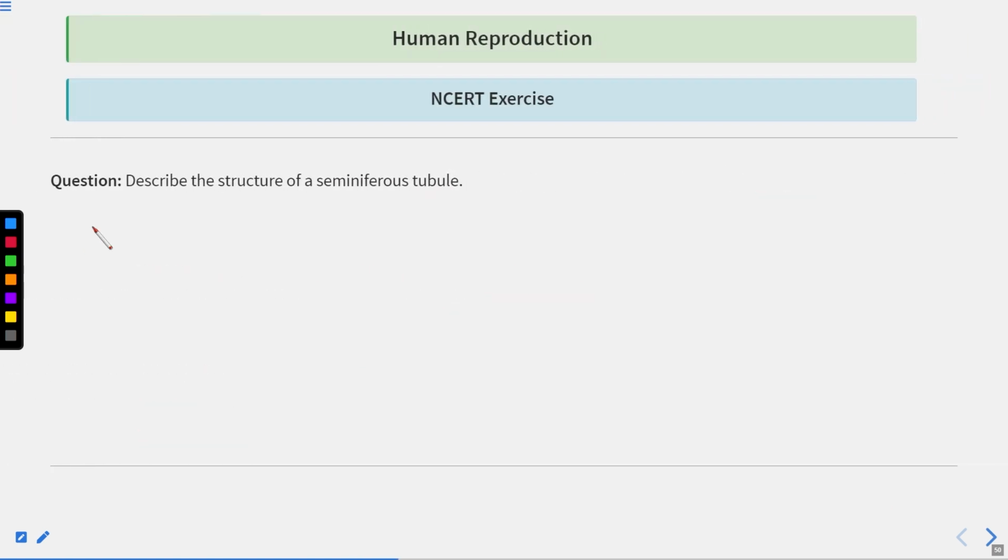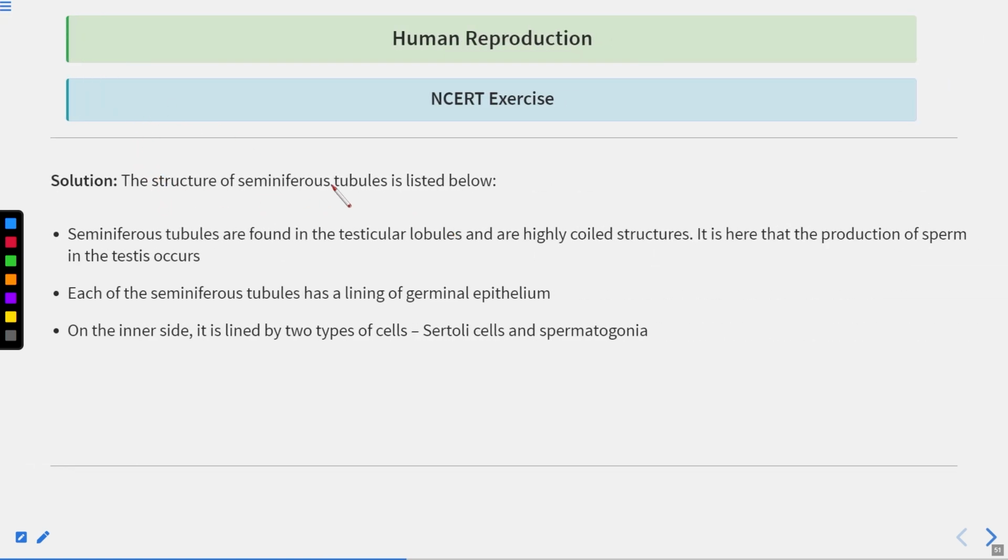Clear? Now let's move on to the next question. Describe the structure of the seminiferous tubule. Seminiferous tubules are present within the testes. Clear? So let's discuss this. The structure of the seminiferous tubule is listed below. The seminiferous tubules are found in the testicular lobules. We have already discussed that each testis consists of around 250 testicular lobules, and each lobule contains seminiferous tubules, and seminiferous tubules are highly coiled structures. Now it is here that the production of sperm in the testis occurs.